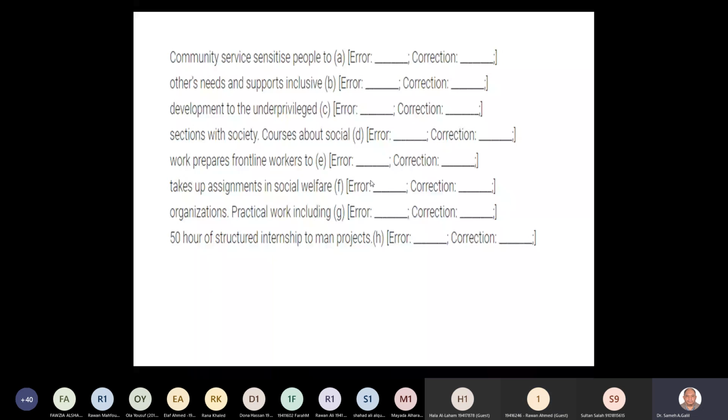So practical work includes. Okay, so includes. You're going to add S instead of ing. Okay, thank you so much. You're welcome, sir. That's it.